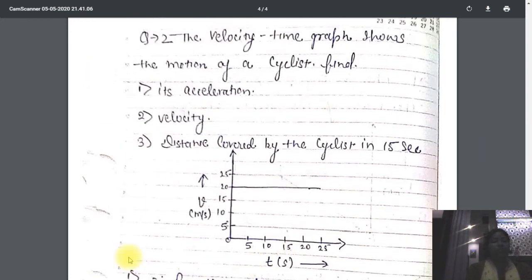we have to calculate the velocity of the cyclist. As we know, we have the velocity up to this point, that is 20 meter per second. That means the cyclist is moving constantly with 20 meter per second velocity. The velocity of the object is not changing with time, it remains constant. So the velocity of the object is 20 meter per second.